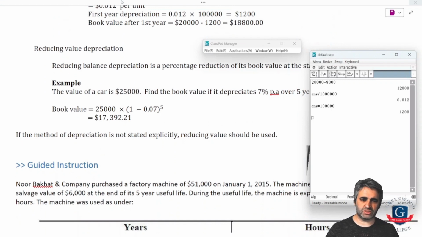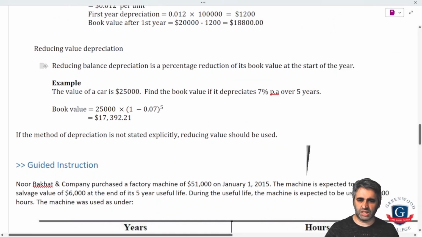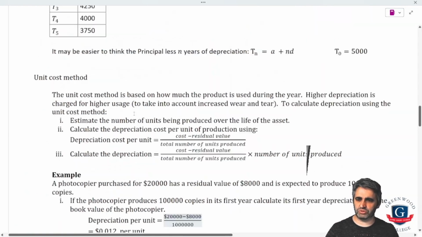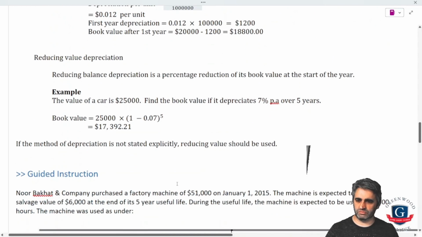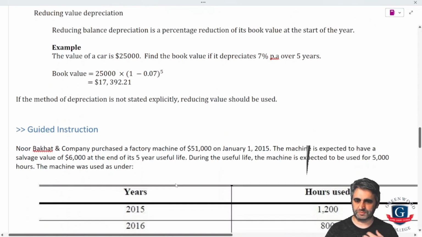Reducing value depreciation is a little bit different. It's as opposed to a flat rate, which we did here. This is going to be sort of like a reducible loan. So in this case, the value of a car is $25,000 and it depreciates 7% per annum over 5 years. So in the first year, it'll be 93% of its original value. And then the next year, it would be 93% of the previous year's value.